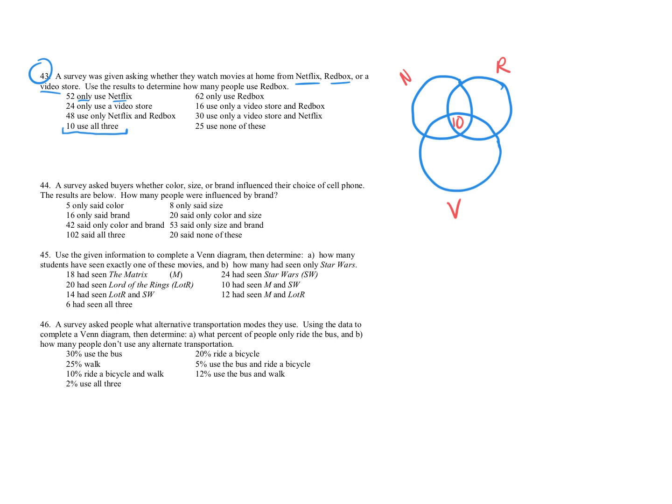So then we know that 25 people use none of these. So there's 25 people living outside, and really I could make this a little more complete by drawing the rectangle, and then we could see that's our whole universe. And then continuing to work on, we know that 30 use the video store and Netflix.